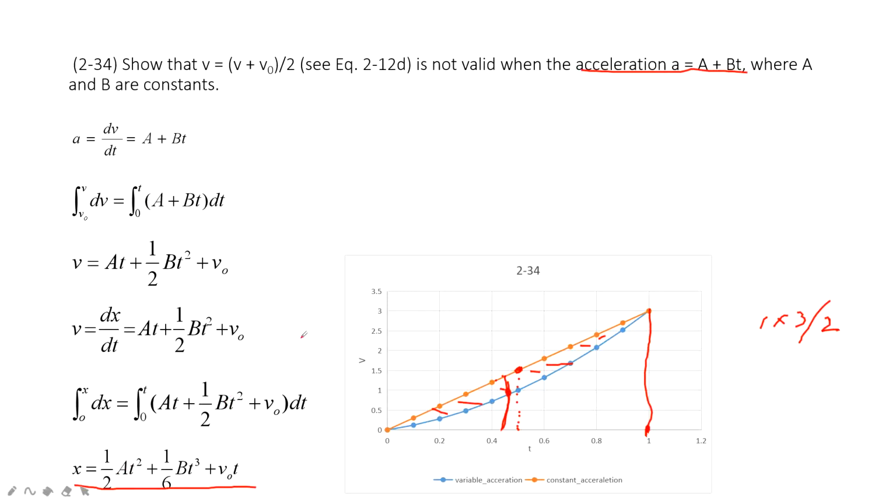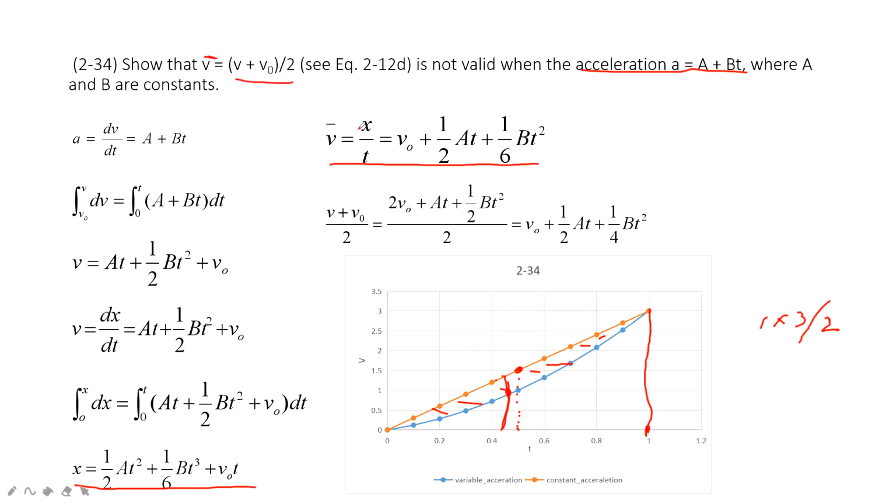Next, if we want to find its average velocity, it is displacement divided by t, and it equals this one. So the left hand side, the average velocity, is this one. And then we consider the right hand side of the equation, the initial velocity plus final velocity divided by 2. We put this v inside, and we find it equals this one. So see, these two are not equal because this term is not equal. Which one is smaller? This one, right? The average velocity is smaller. Agree? Yes.